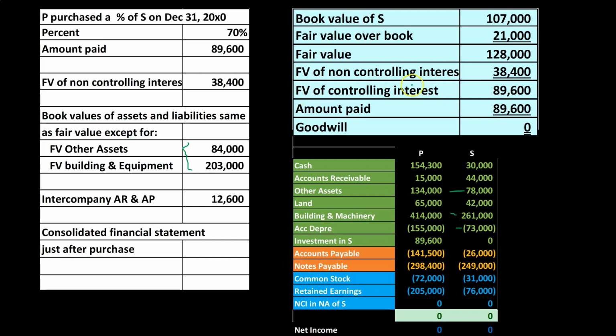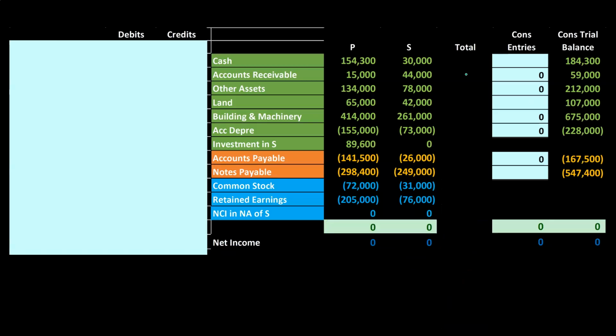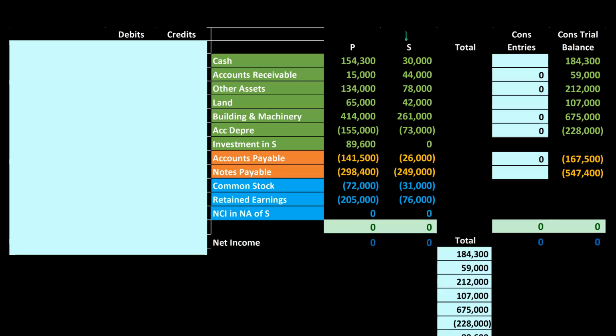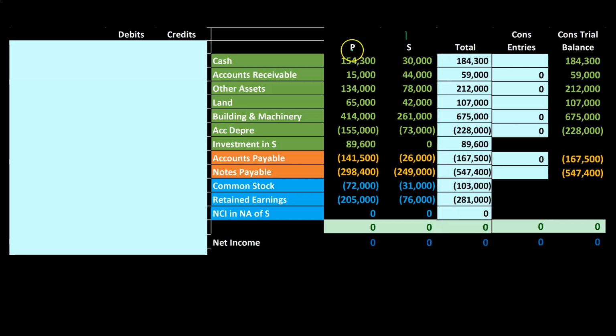However, we do have to deal with this change in the fair value versus the book value during the consolidation process. Okay, so then we think about the consolidation. We've got P's books. We have S's books here. First thing we're going to do is sum them up, just as we have seen in the past. So now we're just going to add them up. This will be our total for P and S at this time. Then we'll take a look at our consolidation process.